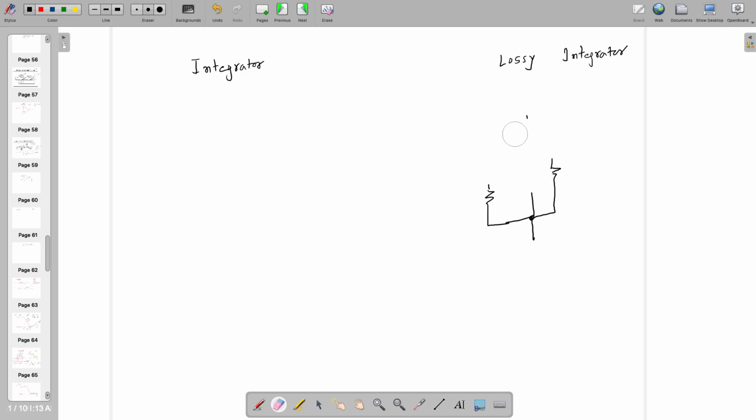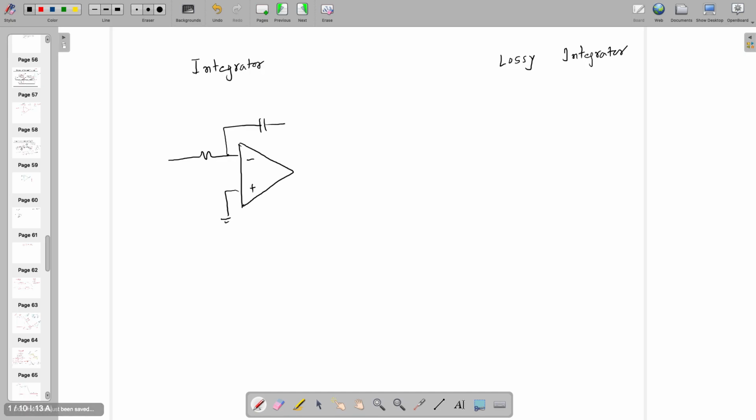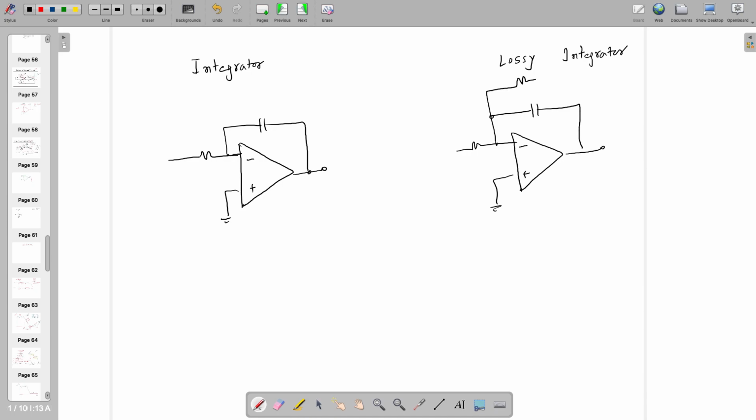Now the next part is, let's come to the integrator. If I am keeping a resistance here and a capacitor here, and in the case of a lossy integrator, if I am doing the same thing, the only difference will be I am going to add one small resistance in parallel. This is V in, V out, R, C.